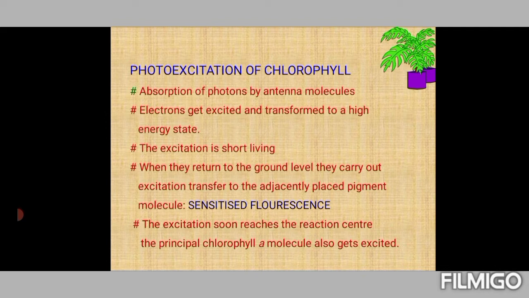As a result, their electrons get excited. The excited electrons transfer their excitation energy, which is actually a short-living process, to the adjacent molecules. This process is called sensitized fluorescence. As a result, the first molecule which transfers energy comes back to the ground energy level, and finally the excitation passes through certain molecules and reaches the reaction center, the principal chlorophyll A molecule.